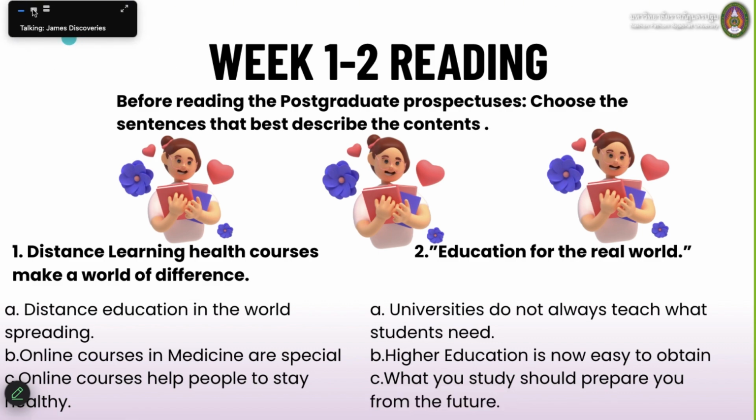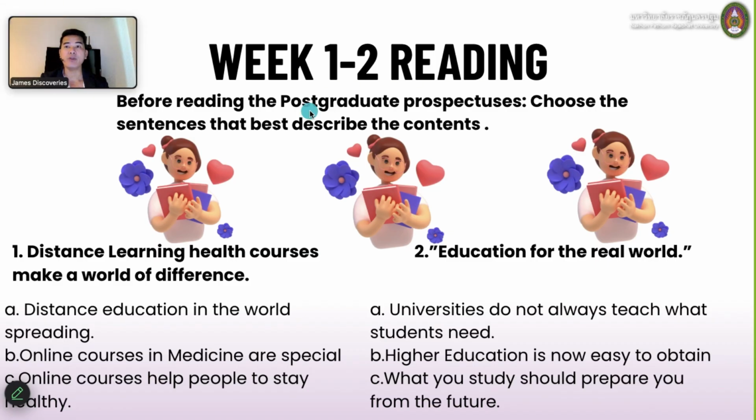Next, we have education for the world. So, do you think the university doesn't always teach what students need? Higher education is now easy to obtain. What you should study should prepare you for the future. So, I want you to choose properly the correct sentence that describes the contents. Education for the real world. What do you think?